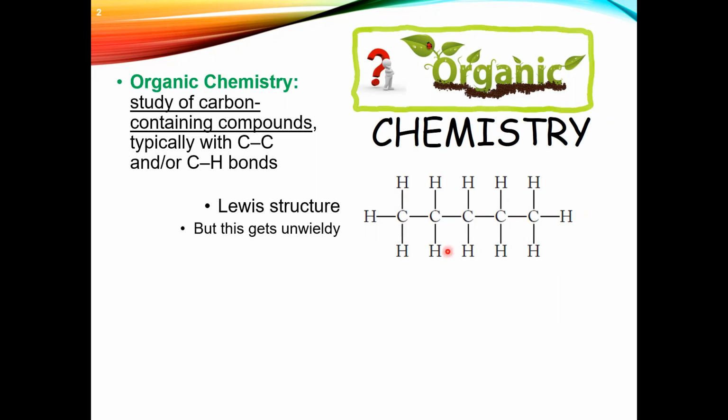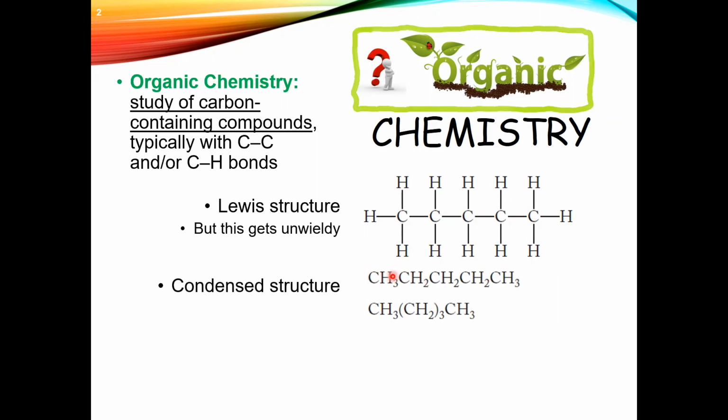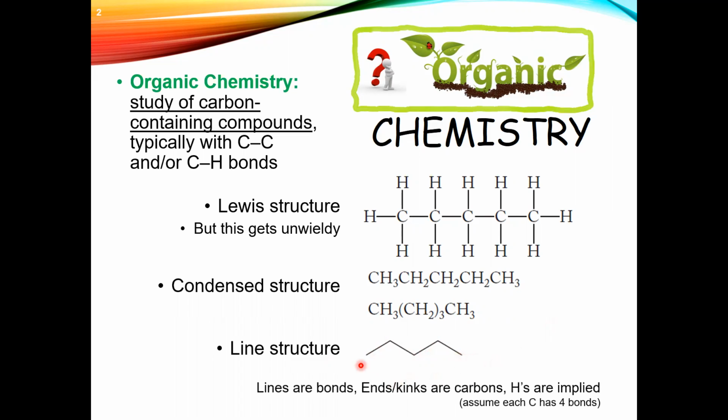So we could draw it like this, or we could write it out in some sort of molecular formula or condensed structure. Those are both useful, but more often we will draw our molecules with what's called line structure. We'll start using this line structure a lot more as we go on, and you'll see as we talk about bigger molecules, it becomes really useful. The way this line structure works is that every end, or every kink or bend, is a carbon atom.